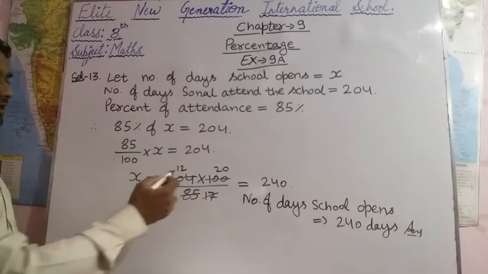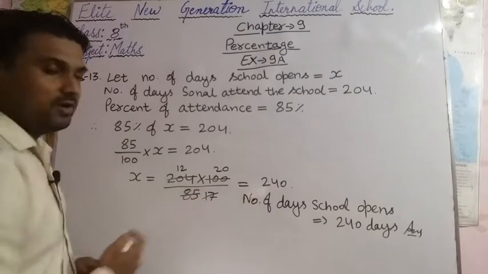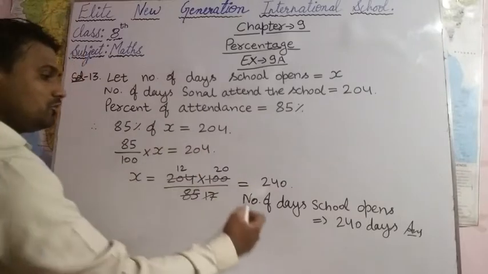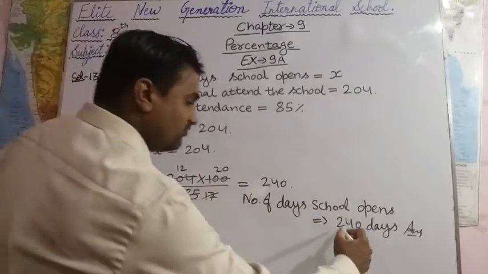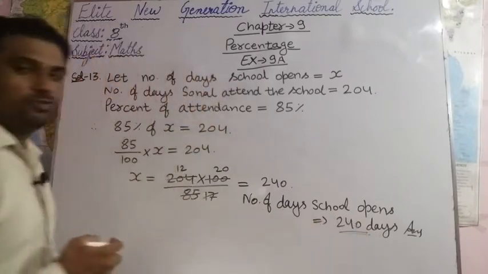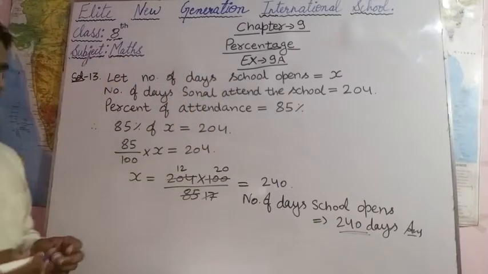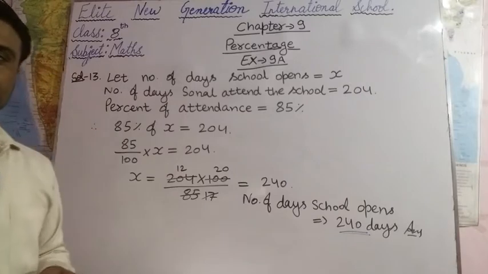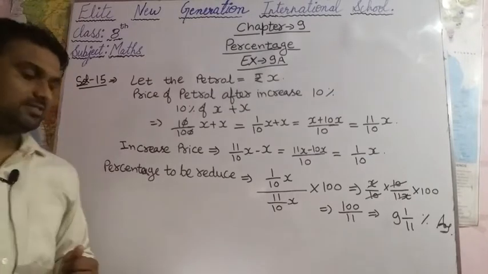be 12. So 12 into 20 will be 240. So the number of days the school is open will be 240 days. So the answer will be 240. Now after this, see the next question. After this, see question number 15.